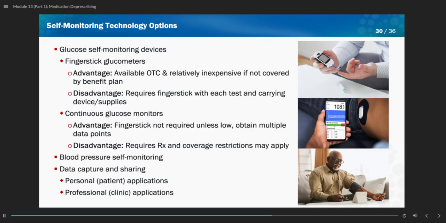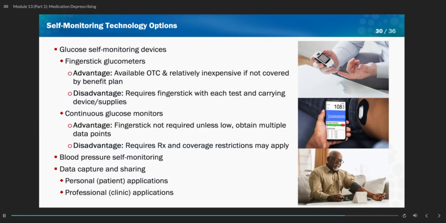Blood pressure self-monitoring also has lots of technology and changes. In this day and age, you can actually go into Best Buy, an electronics store, and buy a blood pressure self-monitoring system that will download to your computer. You might even be able to use it with your phone. Again, these technologies are evolving pretty rapidly. These also are being enhanced with data capture and sharing. So these affect not just the patient and their personal use of the applications, but you might also see data capture and sharing technologies that are available for professional or clinic applications.